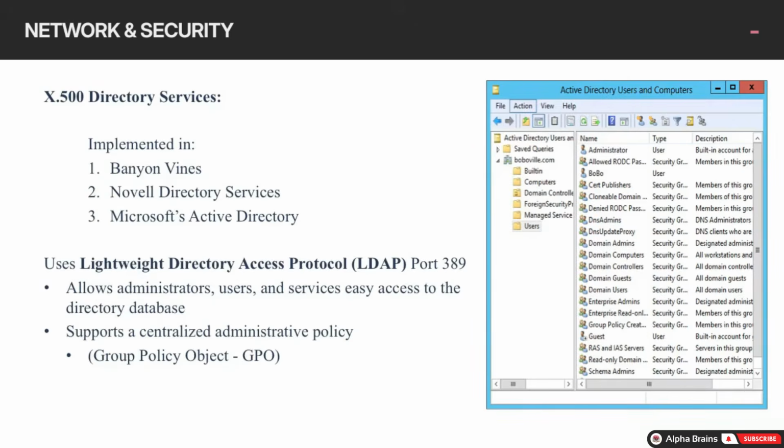This lesson continues with a look at X.500 directory services. Now, X.500 directory services is a model that was introduced by ITU-T, the International Telecommunications Union, Telecom Division, and it was first implemented in Banyan Vines. We're talking about late 1980s, early 1990s. Banyan Vines was the first network operating system that utilized this model as their structure, their foundation for their network operating system. Novell followed and called theirs Novell Directory Services.